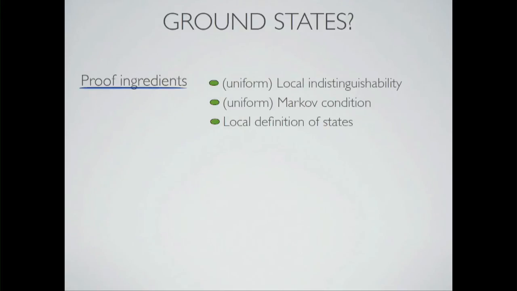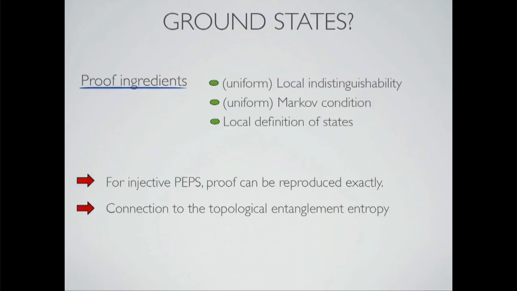But now, we proved all of this for Gibbs states, but you might say a lot of the analysis didn't depend upon the fact that we had Gibbs states. So the proof ingredients required a form of local indistinguishability, which you can naturally define for ground states of local Hamiltonians, for instance. It required a form of uniform Markov condition, which you can also naturally define for pure states, in particular ground states of local Hamiltonians. But you also need a local definition of states.